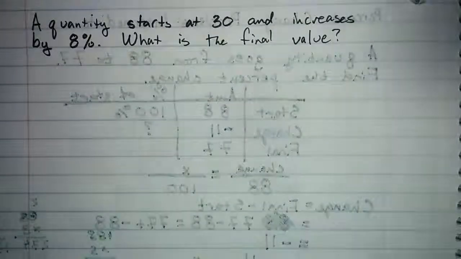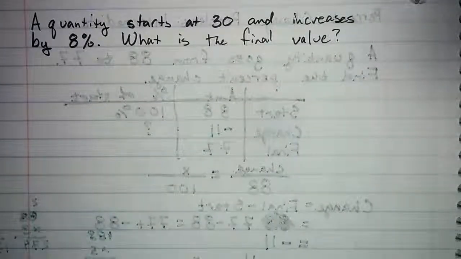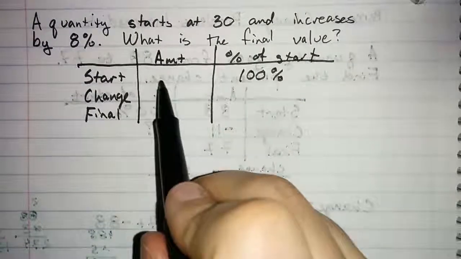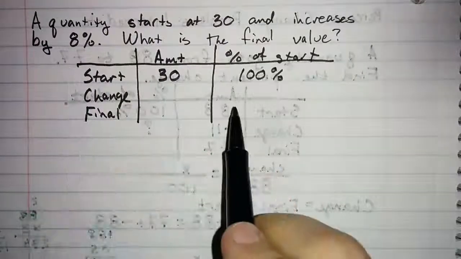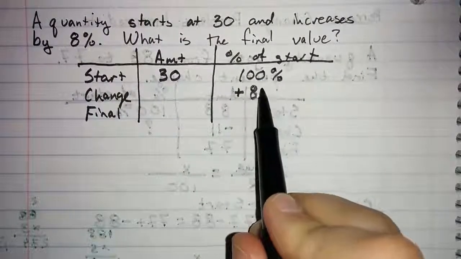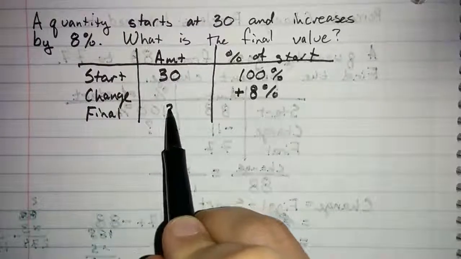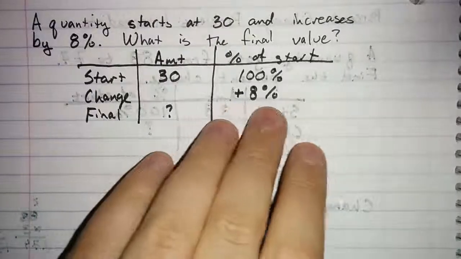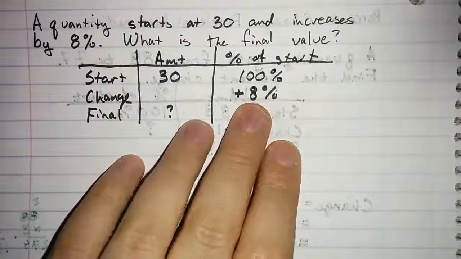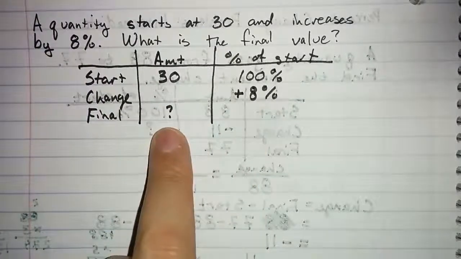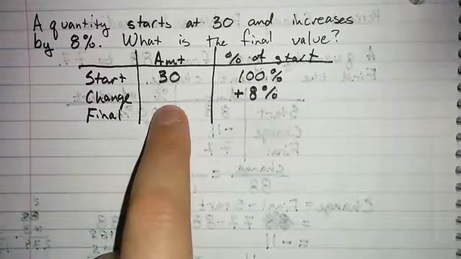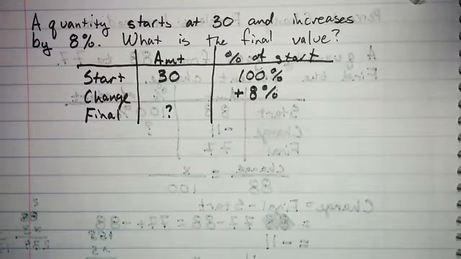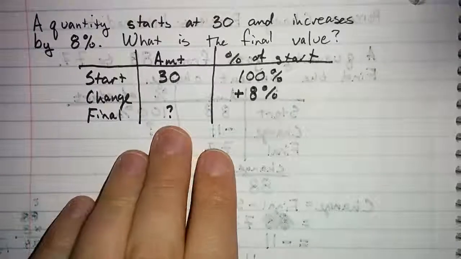Suppose that a quantity starts at 30 and increases by 8%. We want to find the final value. So the starting amount is 30. The percent change is positive 8%. And the final value is what we want to know. Well, we can still set up a percent proportion using our 8% change. But that's not going to give us the final value, is it? No, it's going to give the amount of change. But if we know the starting amount and the change, of course we can figure out the final value.